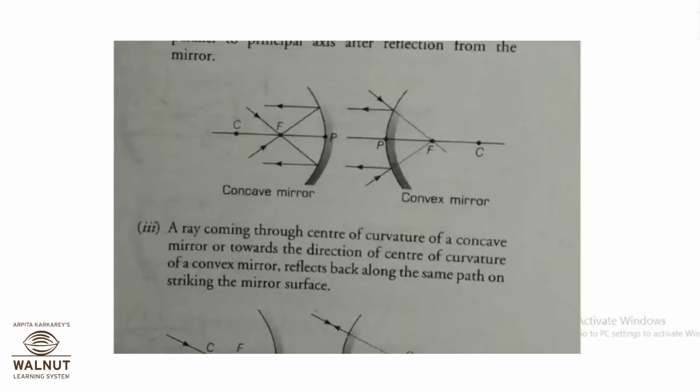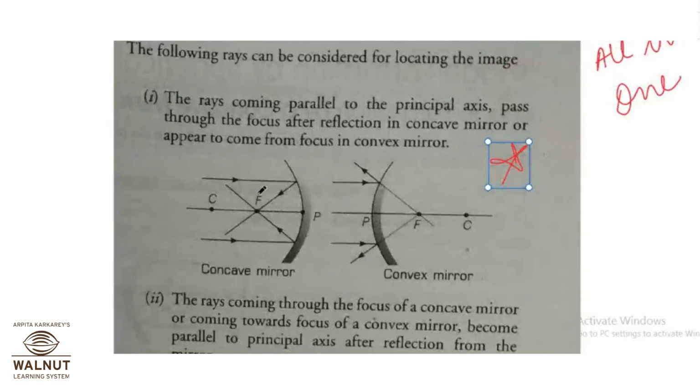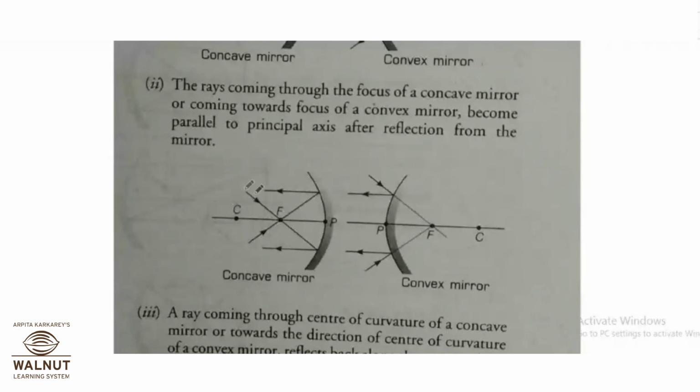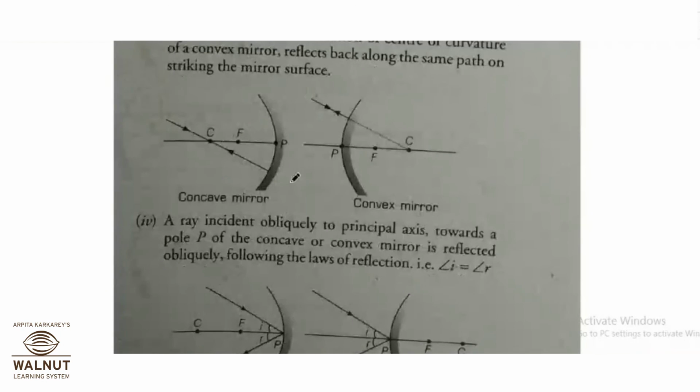So first was what? If the ray is parallel to the principal axis, the reflected ray will pass through the focus, both in concave as well as convex mirror. If the ray is passing through the focus, it will emerge as a ray parallel to the principal axis. If the ray is passing through the center of curvature, the reflected ray will follow the same path. And if the ray is incident obliquely to the principal axis, it will follow the law of reflection. Angle of incidence is equal to angle of reflection, and it will get reflected in this way.